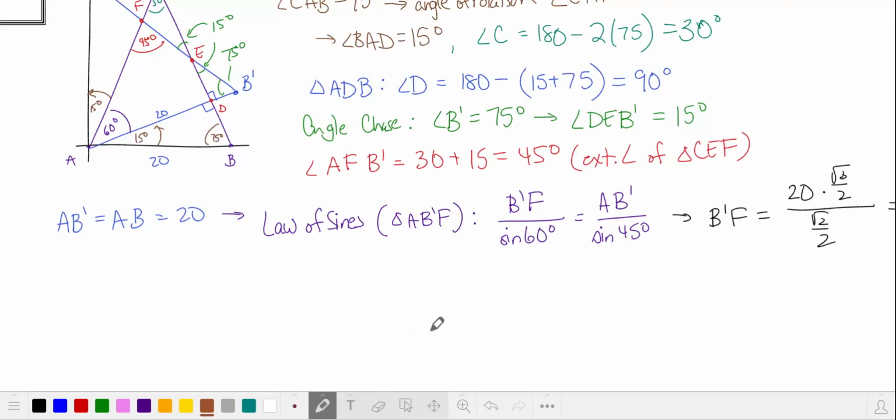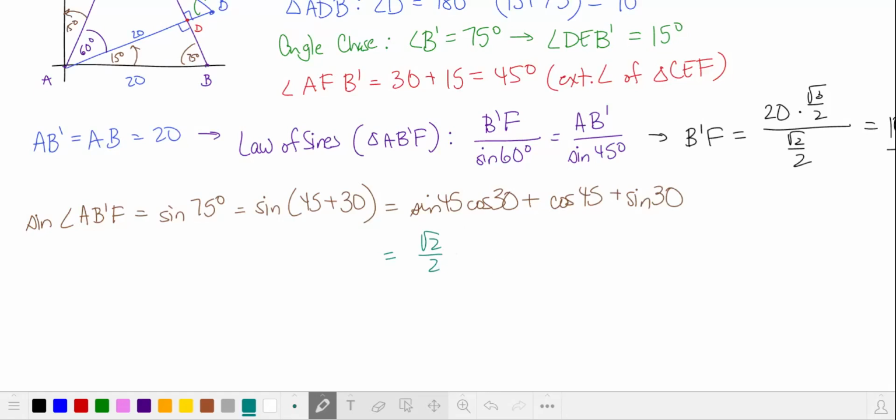We're going to use the sine formula to find the area of triangle AB prime F. So let's find the sine of angle AB prime F. That angle is 75 degrees, and we'll use the sum formula. 45 plus 30: root 2 over 2 times root 3 over 2, plus root 2 over 2 times a half. This adds up to root 6 plus root 2 over 4.